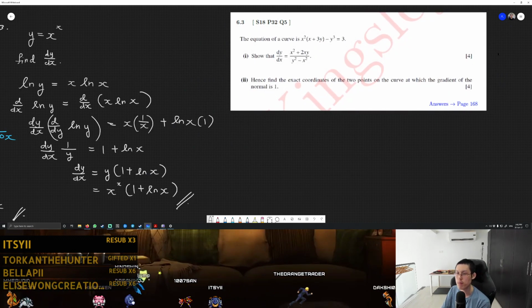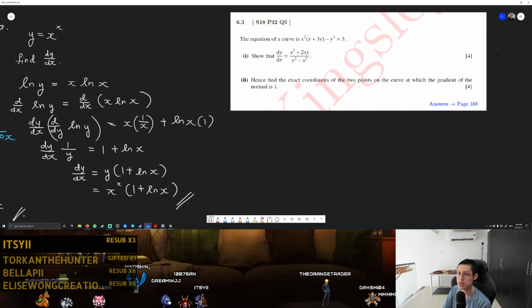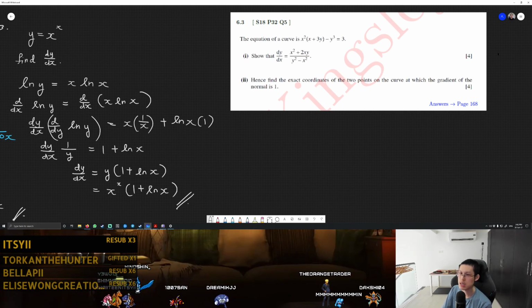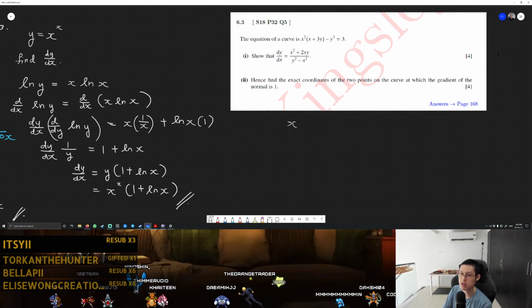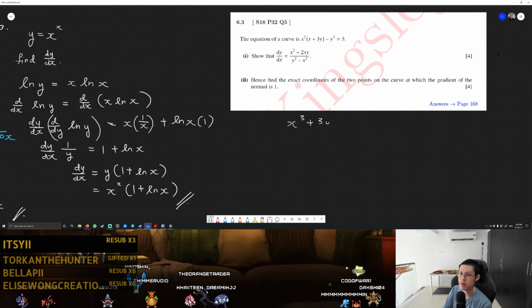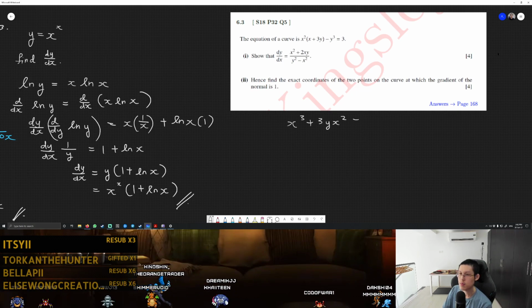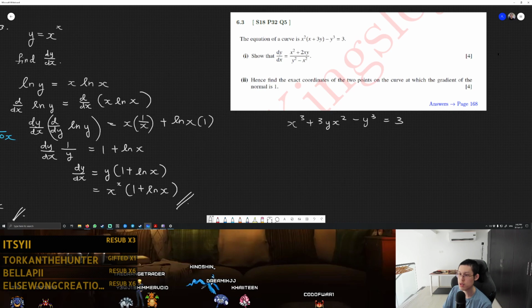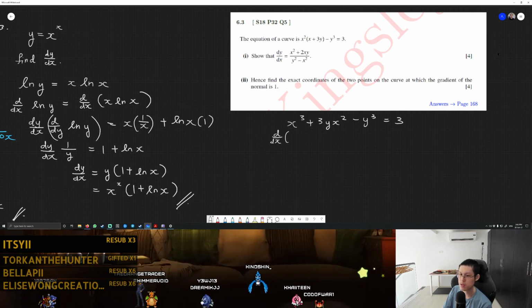Okay, so you're given this equation and you want to find the derivative. What you want to do here is try to expand it. So you will get x cubed plus 3yx squared minus y cubed equals 3. And then you differentiate both sides with respect to x.